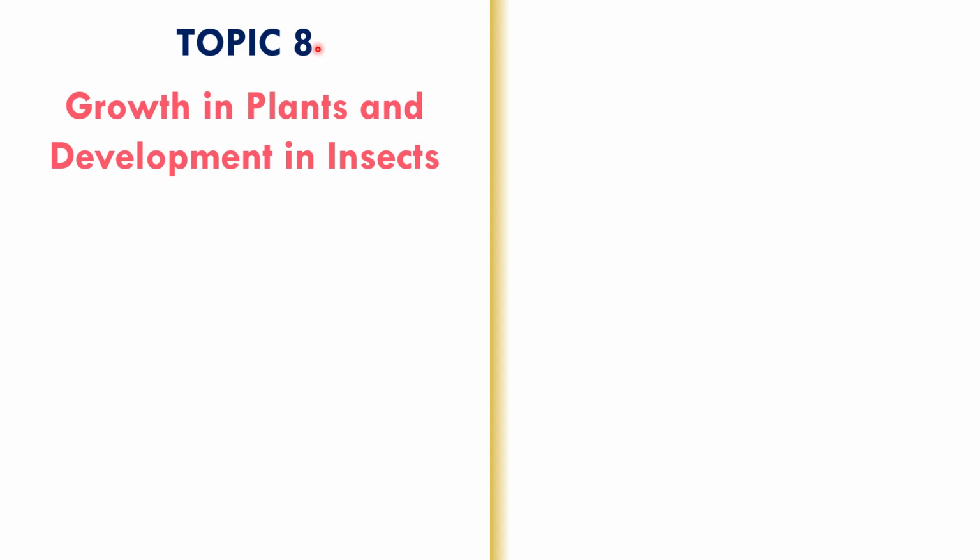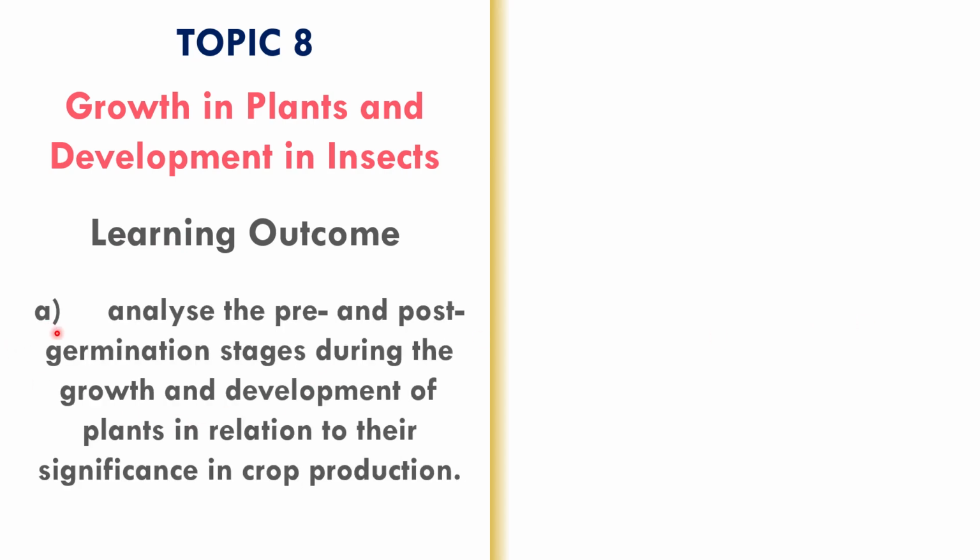I welcome you to topic 8, growth in plants and development in insects. We are going to look at learning outcome A: analyze the pre and post-germination stages during the growth and development of plants in relation to their significance in crop production.